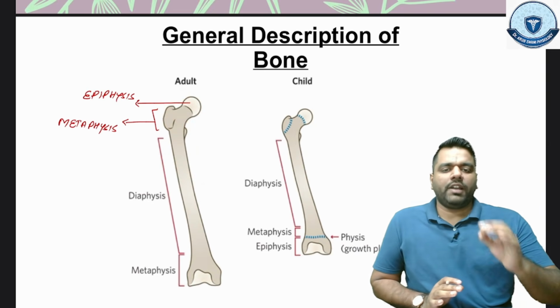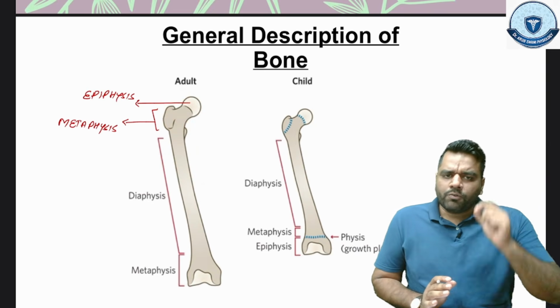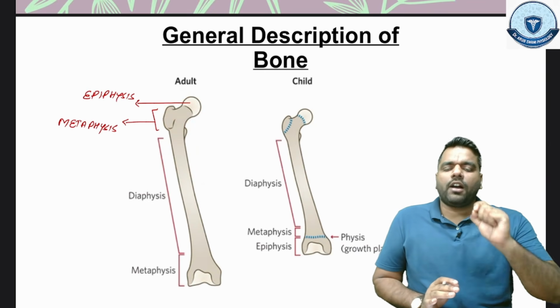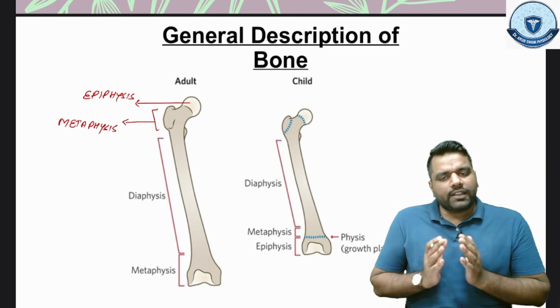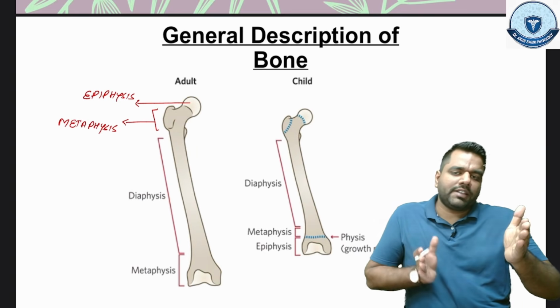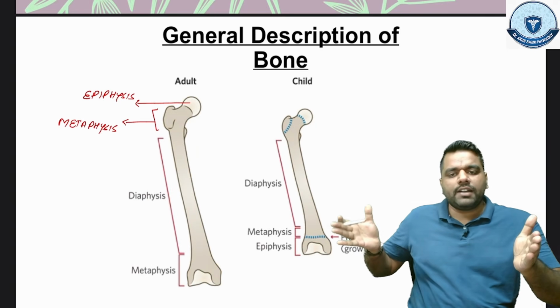So first of all, whenever you are differentiating the tumor, you should always differentiate according to the area or the site of the origin, right? So either the tumor is arising in the epiphysis, or in the metaphysis, or in the diaphysis.